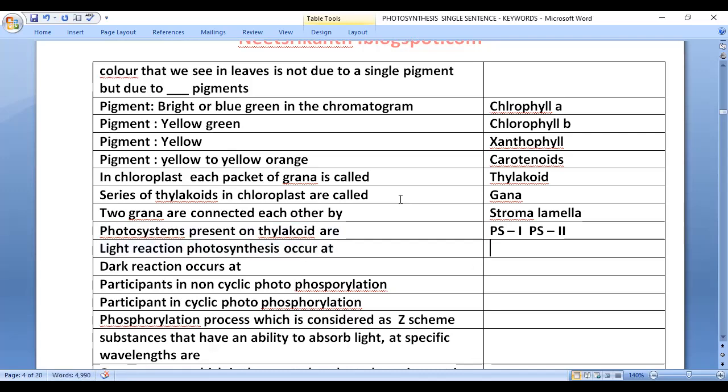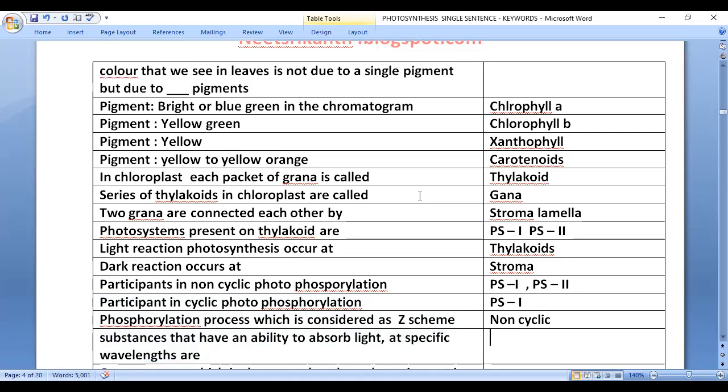Light reaction of photosynthesis occurs at thylakoids. Dark reaction occurs at stroma. Participants in non-cyclic photophosphorylation: PS1 and PS2. Participants in cyclic photophosphorylation: only PS1. The phosphorylation process which is considered as the Z scheme is non-cyclic.